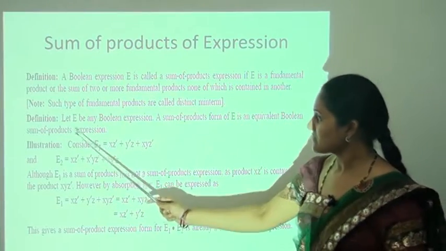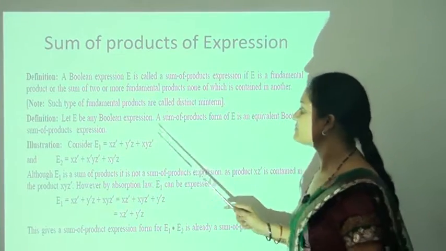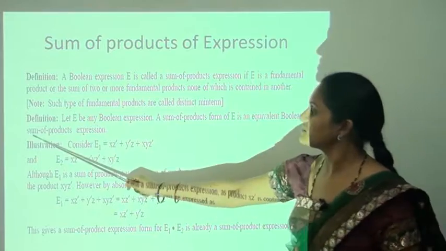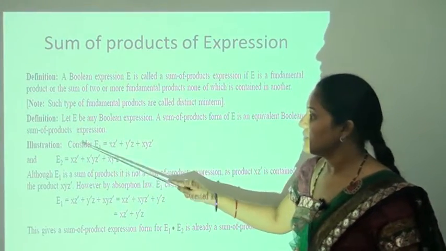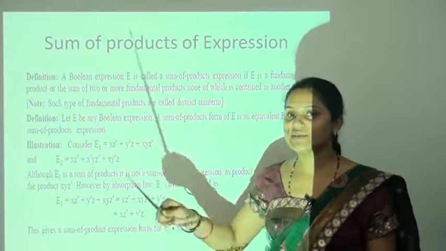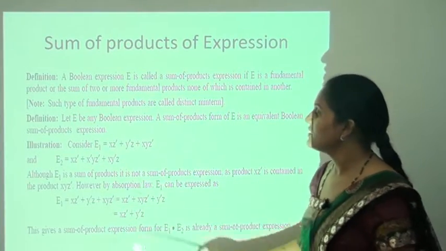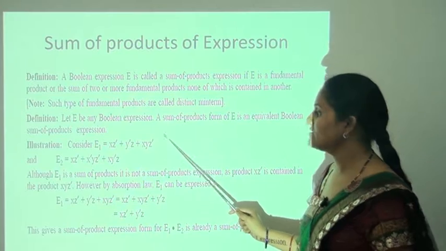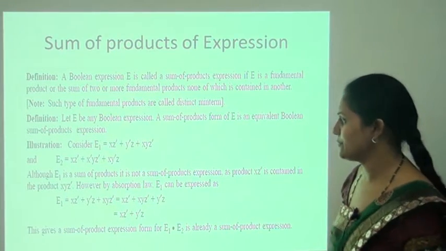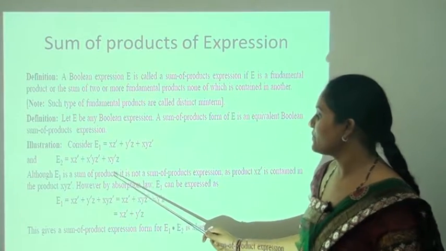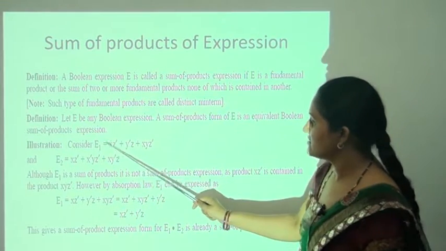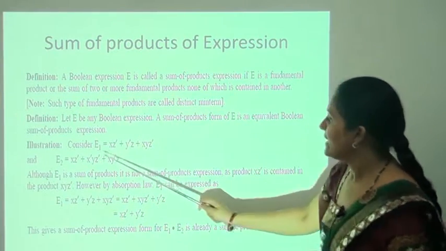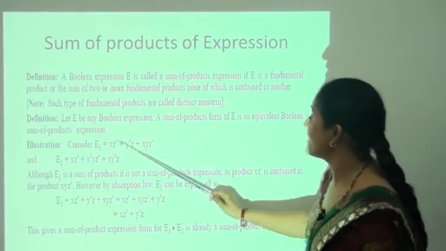So another definition: let E be any Boolean expression. A sum of products of E is an equivalent Boolean sum of products expression. It means we can convert it into smaller min terms. For example, consider E1 equal to xzx plus yxz plus xyzx, and E2 is the other one. So E1 is a sum of products, but it is not a sum of products expression.